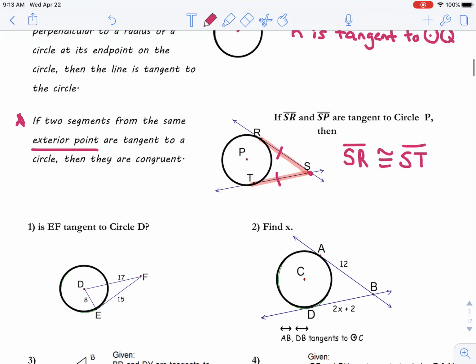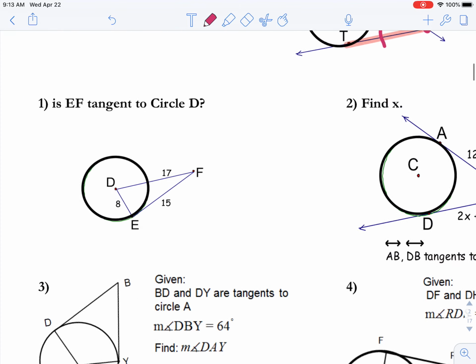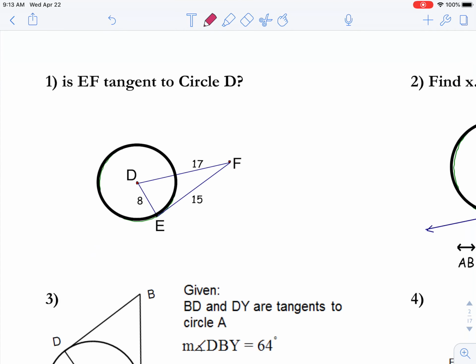Now we're going to use some of these theorems to try to solve a couple problems below. So the first problem says, is EF tangent to circle D? So here's EF. Is it tangent to the circle? Well, we think back to our theorems. If a line is tangent to the circle, then when I draw on the radius, DE, those are going to be perpendicular, which would mean we'd form a right angle. So really, when I look at this picture, I need to check, do I have a right triangle? If I do, then we're good.